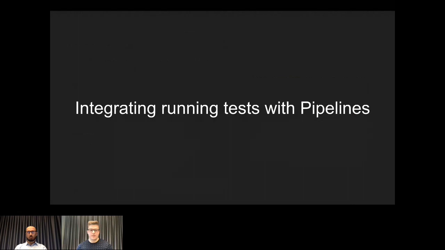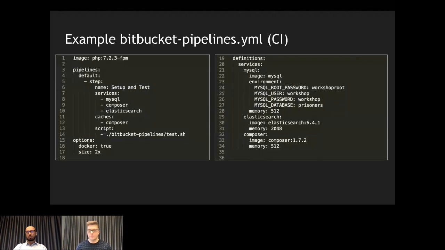So let's move to integrating running tests with Bitbucket Pipelines, which is basically integrating the CI functionality. All right, so we need to create our bitbucket-pipelines.yml file in the root of our repository, and we need to define some values in there. First of all, we need to say that we will be using the PHP image, and this is the Docker image, so you're using the same naming as on Docker. And then we are setting up our pipelines.